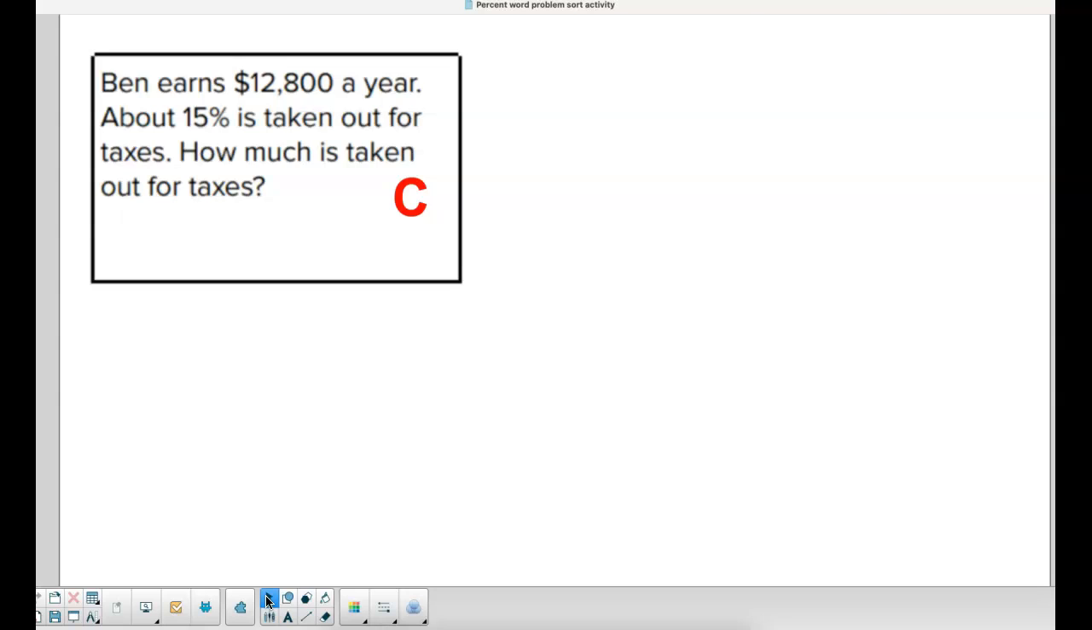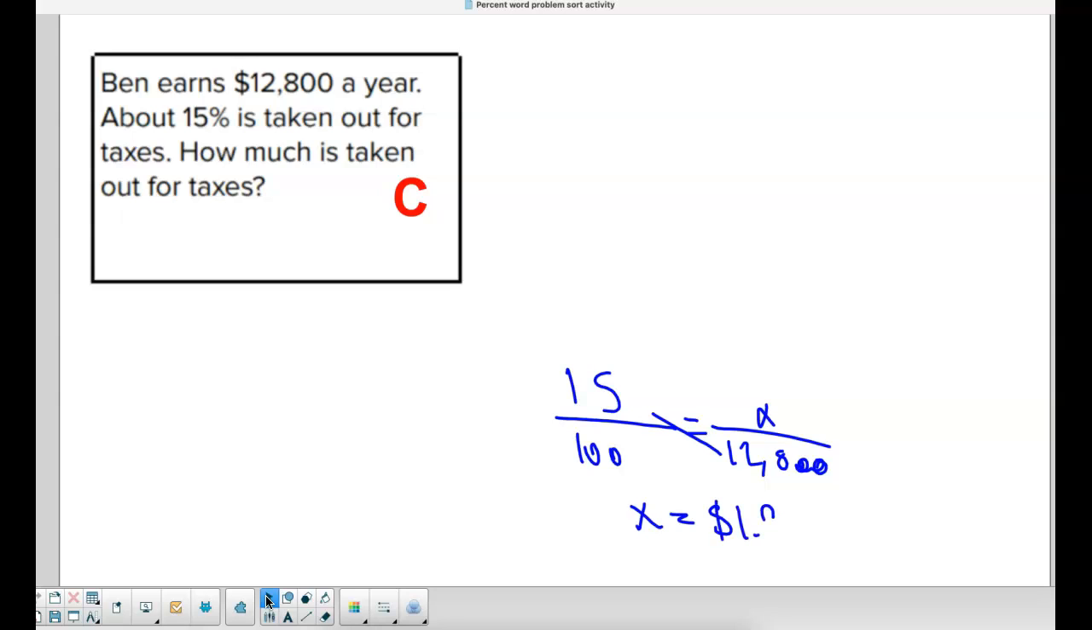First, you start off with 15 over 100, and then you do 12,800. Perfect. You multiply these two, and you divide by 100, which will give you 1,920. Perfect. So the amount of taxes that's taken out is 1,920. Thank you, Madison.